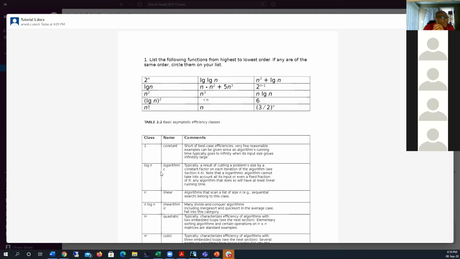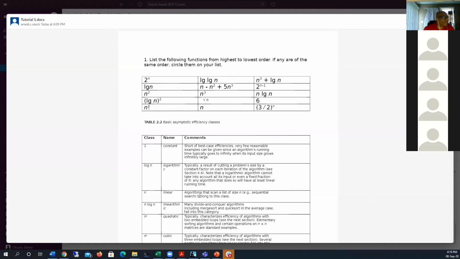All right, so then we have the linear behavior. These are algorithms that scan a list of size n. So if I ask you to count the members in your class, you start counting from the front of the class to the back of the class, and you would have counted all of them. So that's a linear count. You examine them once and count them.